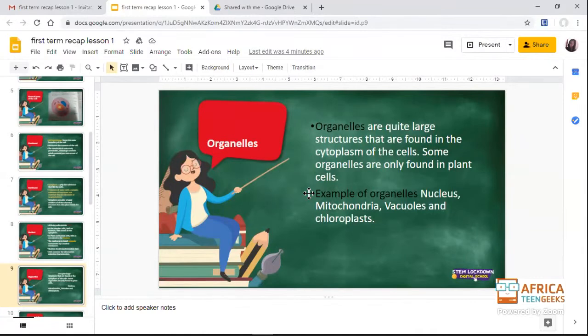So organelles are quite large structures that are found in the cytoplasm of the cells. And some of these organelles are only found in plant cells. Examples of organelles are the nucleus, the mitochondria, the vacuole, and the chloroplast. And those that are only found in plant cells are chloroplasts.